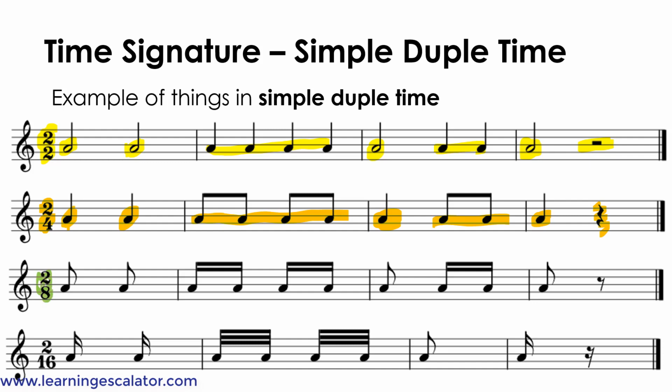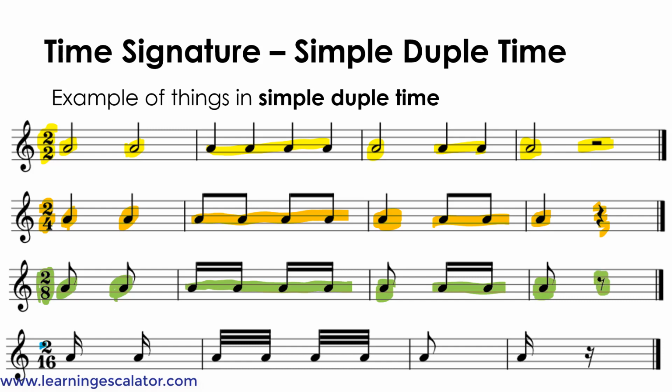Now 2/8, that means that there are 2 eighth notes in each bar. So 1 eighth note, 2 eighth notes, and that's also equal to 4 sixteenth notes, which is also equal to 1 eighth note and 2 sixteenth notes, which is equal to 1 eighth note plus 1 eighth rest.